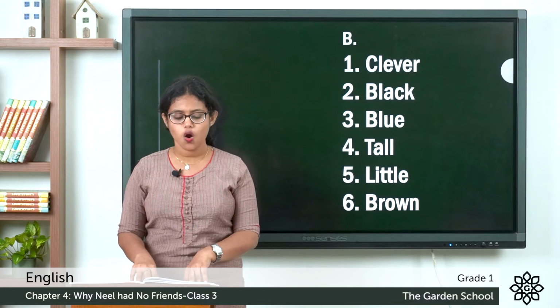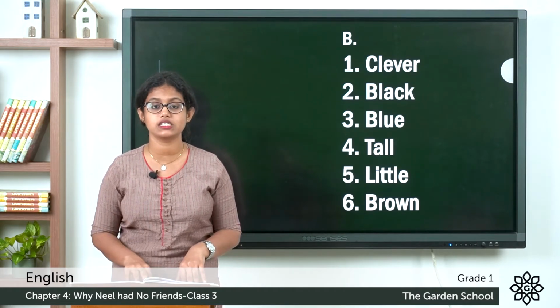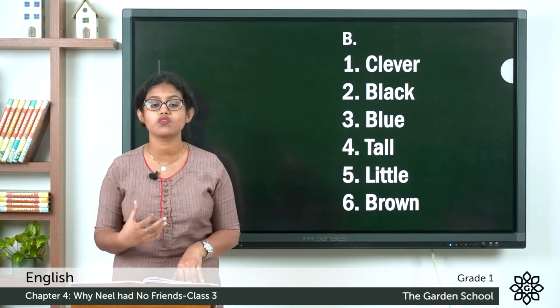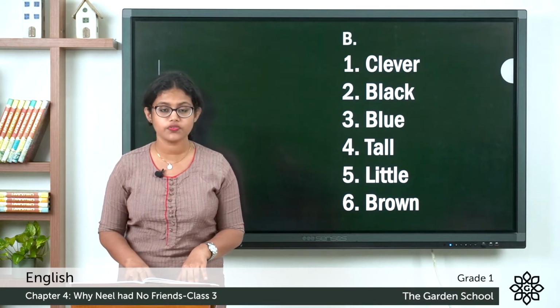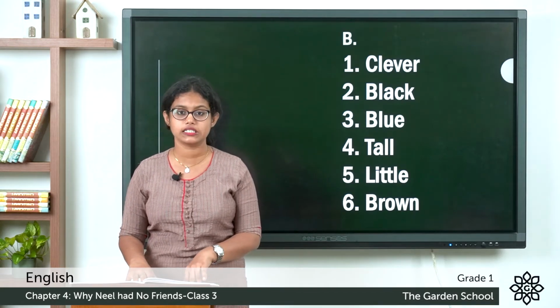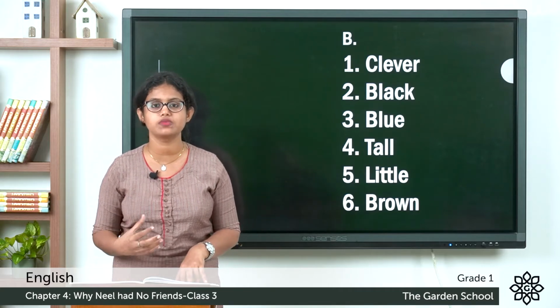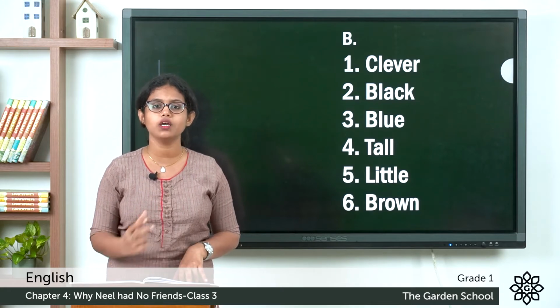The next one, who is that tall boy? So which is the describing word here? The describing word here is tall. It describes the height of the boy. Boy is the name of a person. Fifth one, what is the answer? Little. So the naming word here is mouse and it describes the size of the mouse. So little is the describing word.